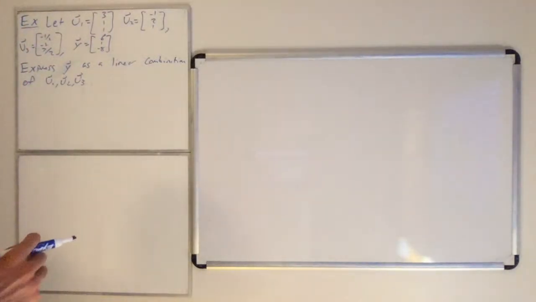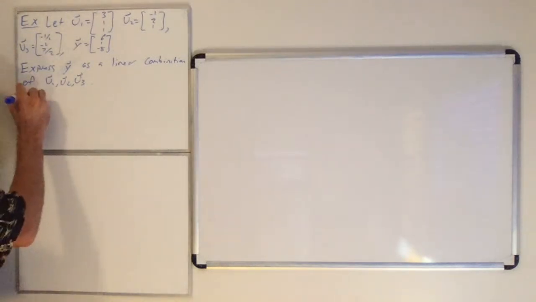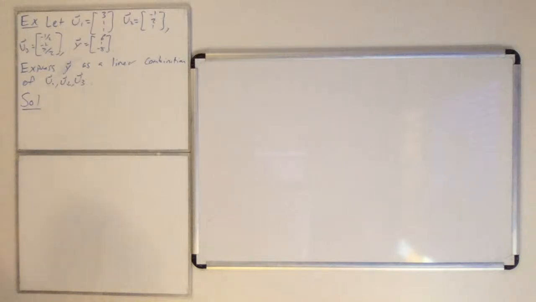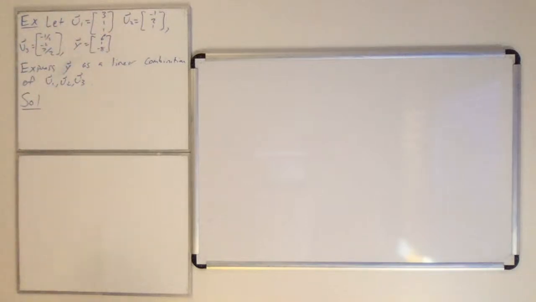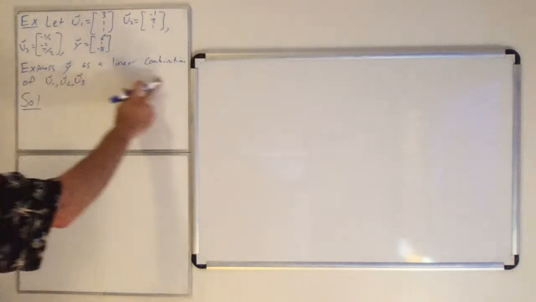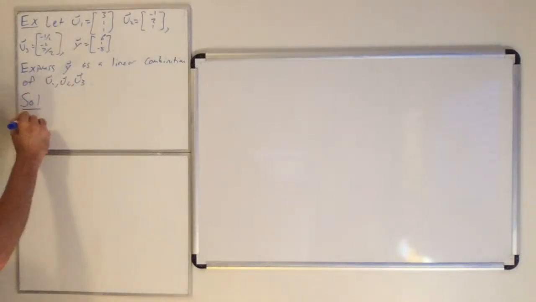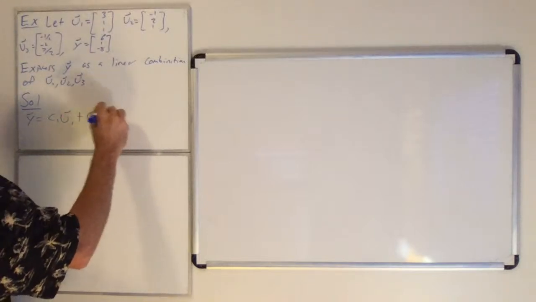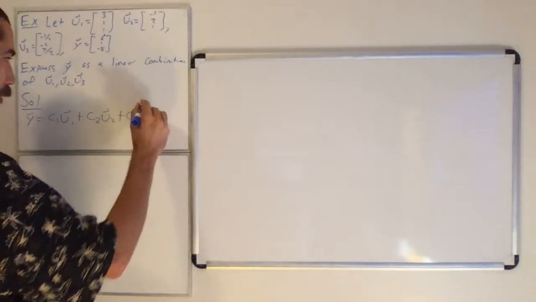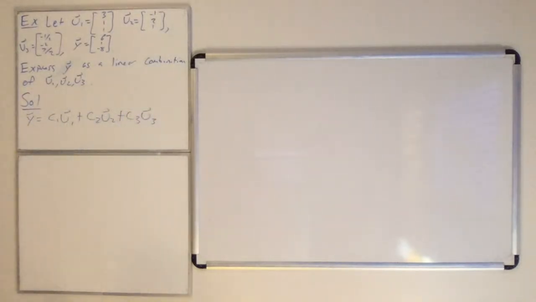That's nice. Okay, so we have this example. We've sipped. We had this example where we first showed that u1, u2, and u3 formed an orthogonal basis. And now we want to express y as a linear combination. So we want to express y as c1u1 plus c2u2 plus c3u3. That's our goal here.